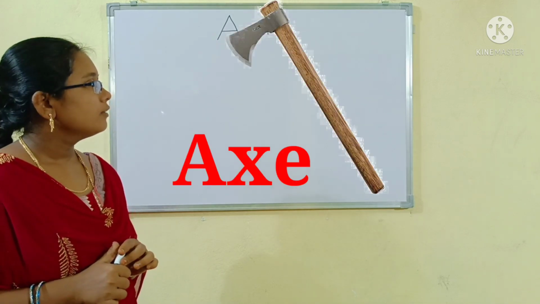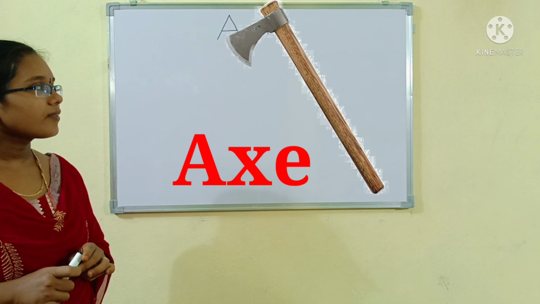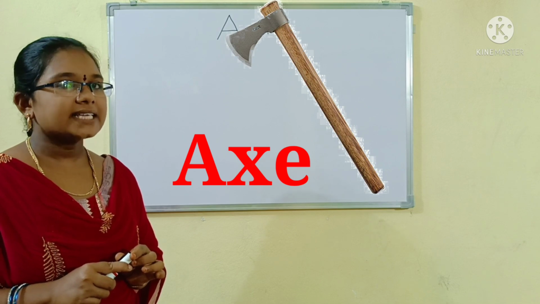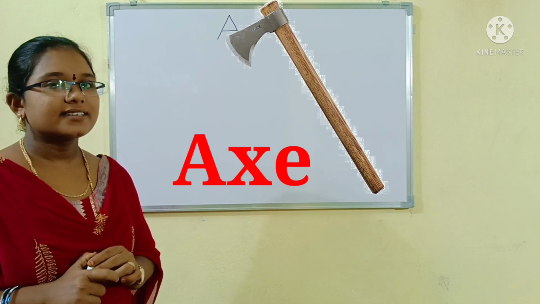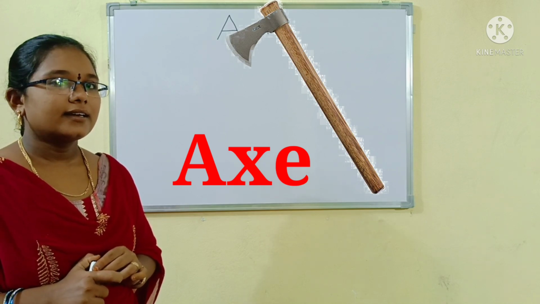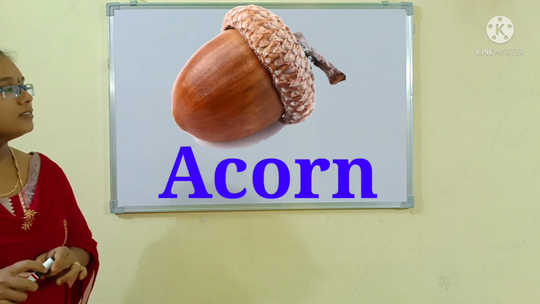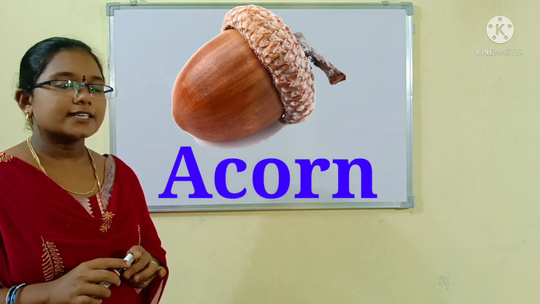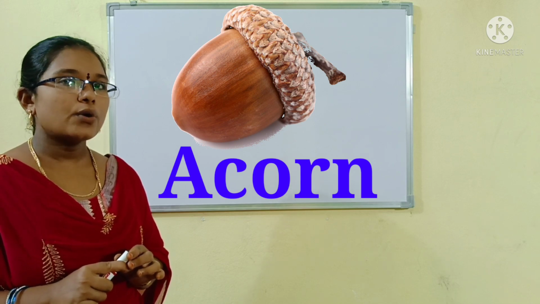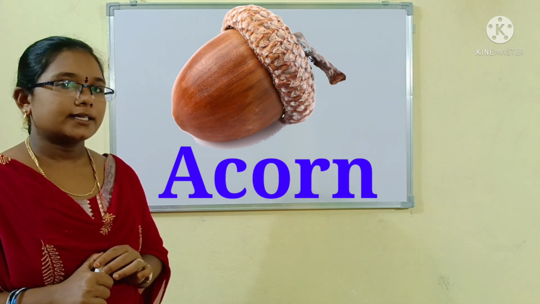Okay? We'll go to another picture. What do we have here? Axe. A, X, E. Axe. And now, another picture. Acorn. A, C, O, R, N. Acorn.